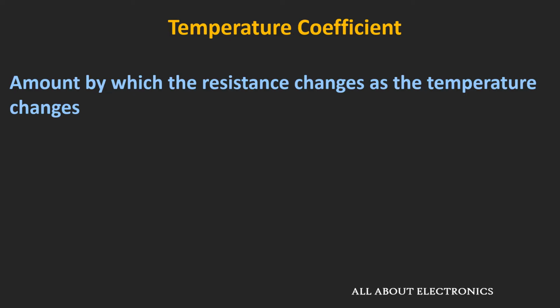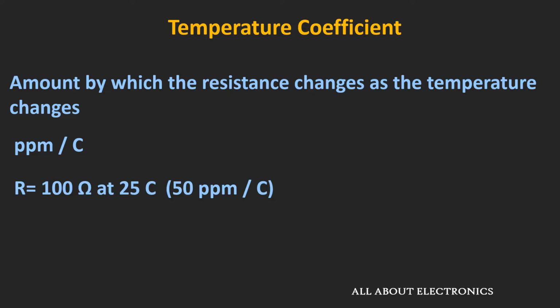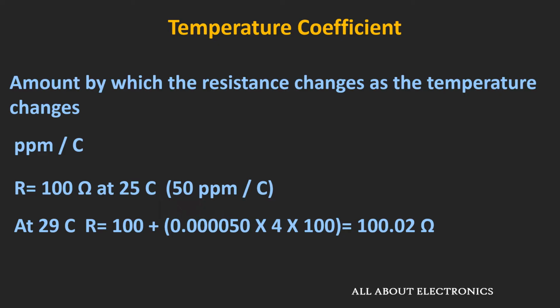Now this temperature coefficient can be either positive or negative, and generally it is defined by the unit of ppm per degree centigrade. So let's say we have one resistor of 100 ohm and it is operated at 25 degree centigrade, and the temperature coefficient of the resistance for that resistor is 50 ppm per degree centigrade. Now suppose if this resistor is operated at 29 degree centigrade, then the value of the resistance R will be equal to 100.02 ohm.